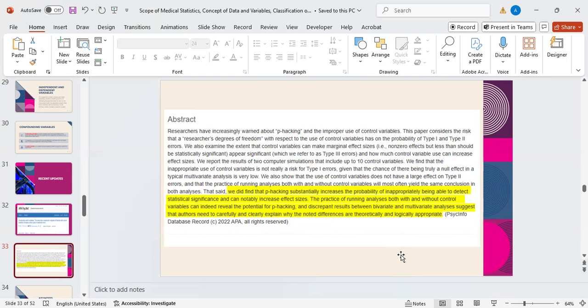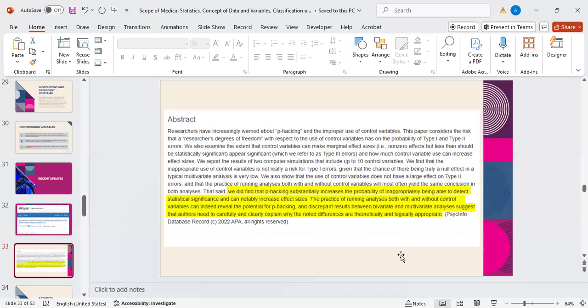We also examined the extent that control variables can make a marginal effect size, that is a non-zero effect but less than should be statistically significant, appear significant, which we refer to as type 3 error, and how much control variable use can increase effect size. We report the results of 2 computer simulations that include up to 10 control variables. We find that the inappropriate use of control variables is not really a risk for type 1 error, given that the chance of there being truly a null effect in a typical multivariate analysis is very low.